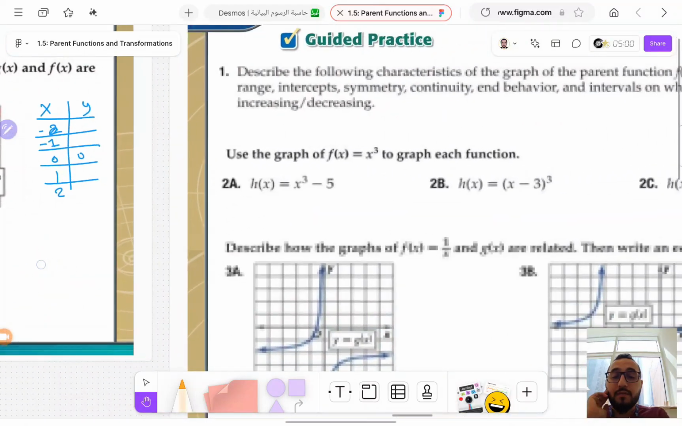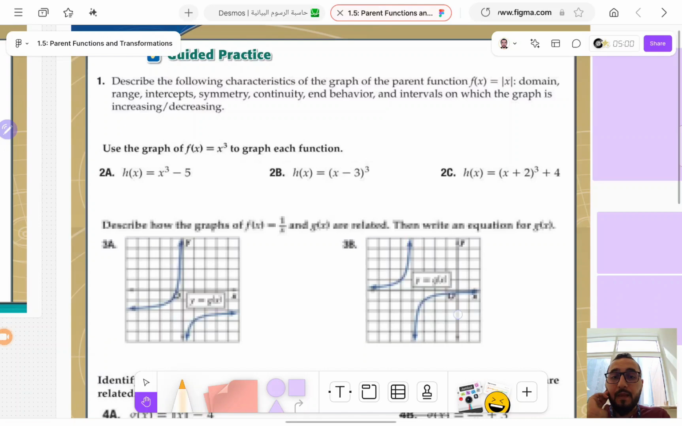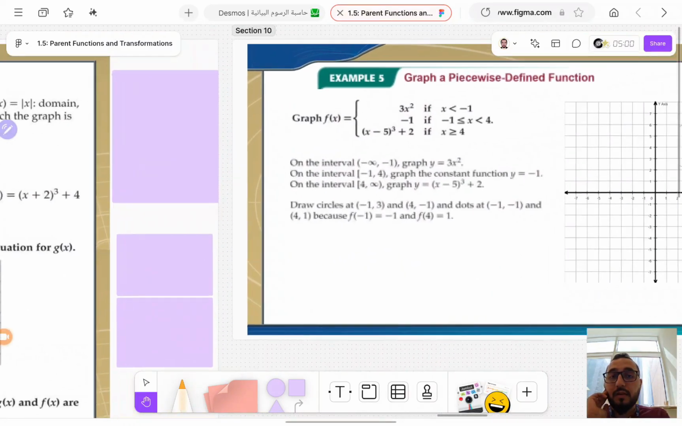Okay, now try now to solve this equation by yourself, and if you finish this, try to solve this one here, and if you need any help, please ask me.